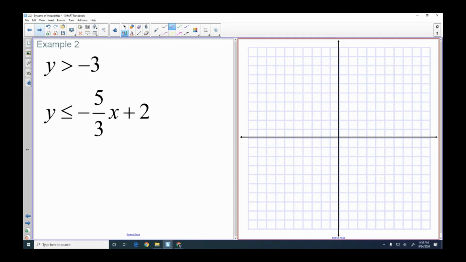And then the second one, y is less than or equal to -5/3 x plus 2. So go ahead and graph both of those on the same coordinate plane. Do your shading and find out where both of those overlap.